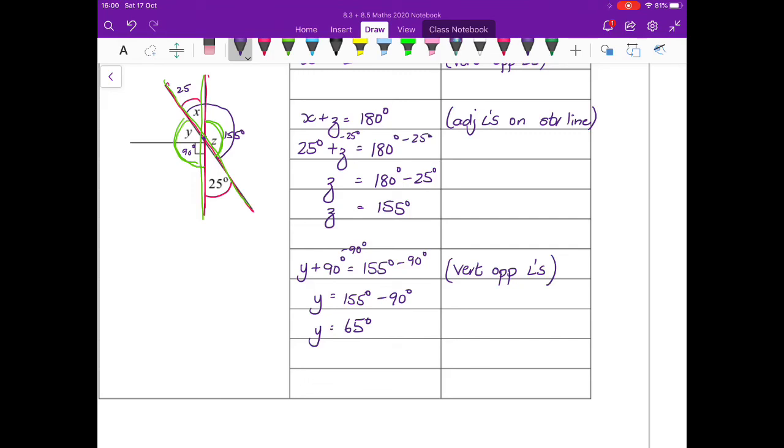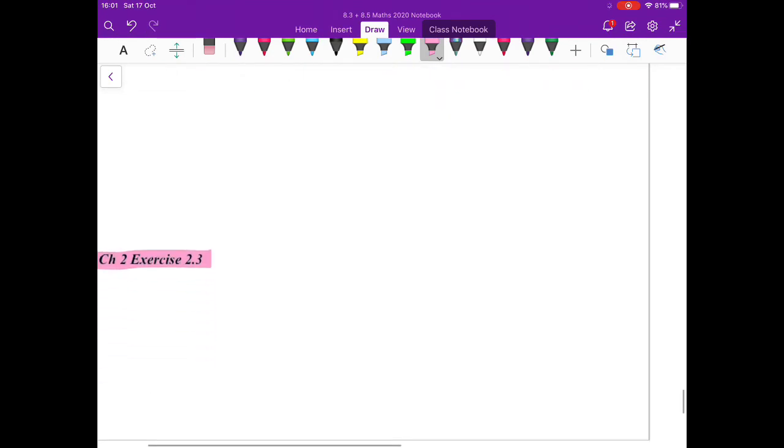There are many ways to do the riders, as long as your reasons are correct. You could have done that one like this: y plus 90 plus 25 is 180. Or you could have used this straight line: x plus y plus 90 is 180. You would still have reached the same answer at the end of your rider. Now you are ready to do exercise 2.1.